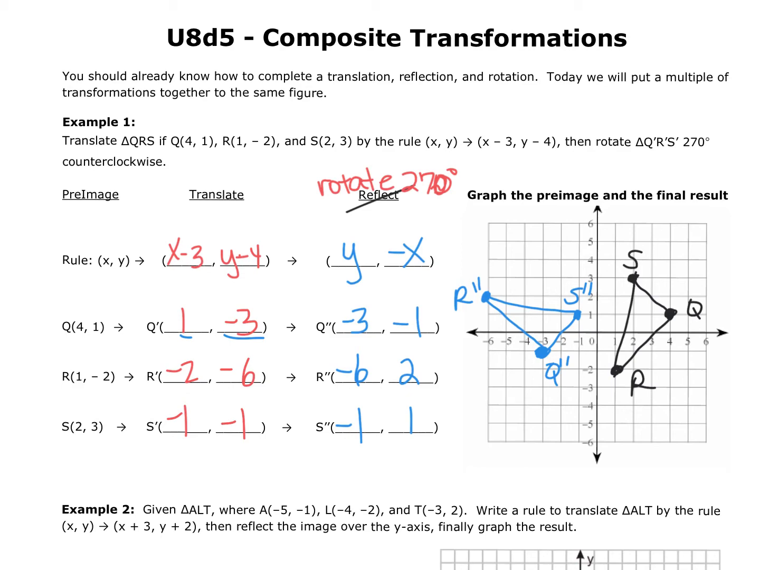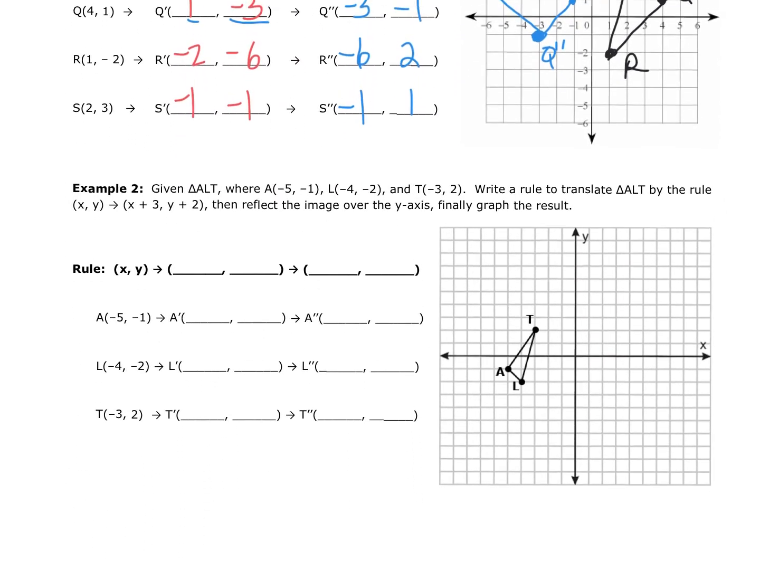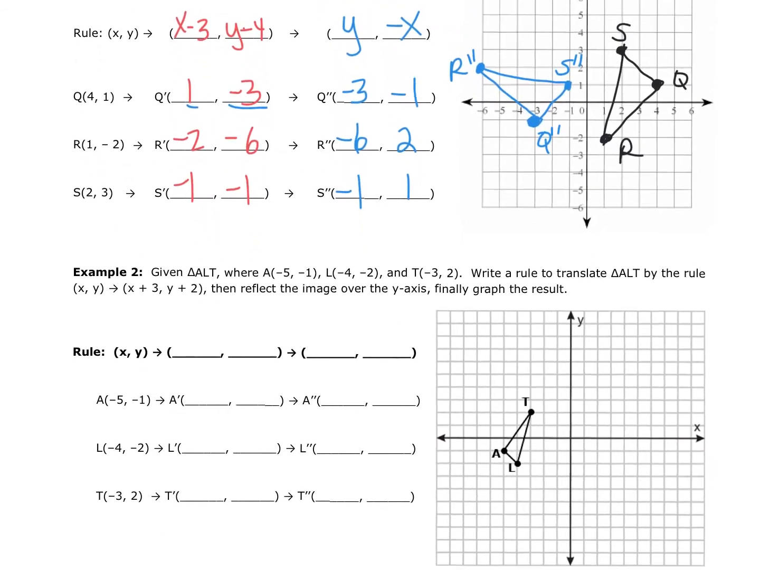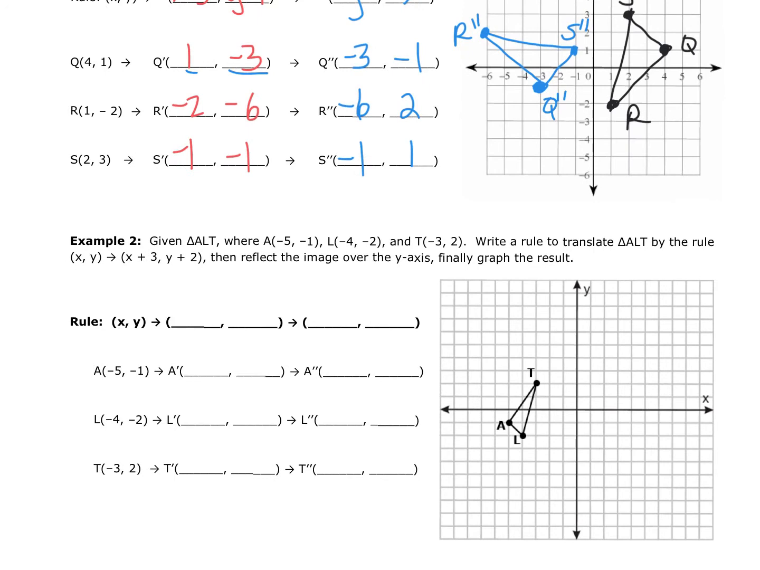All right, so let's try this again. Here, let me leave this so you can see it a little bit still. Given triangle ALT, where A, L, and T are those coordinates, write a rule to translate triangle ALT by the rule (x, y) translates to (x plus 3, y plus 2), then reflect over the y-axis, and then finally graph the results.